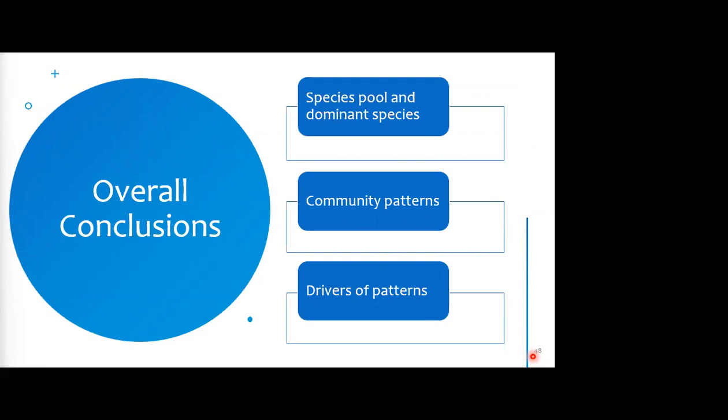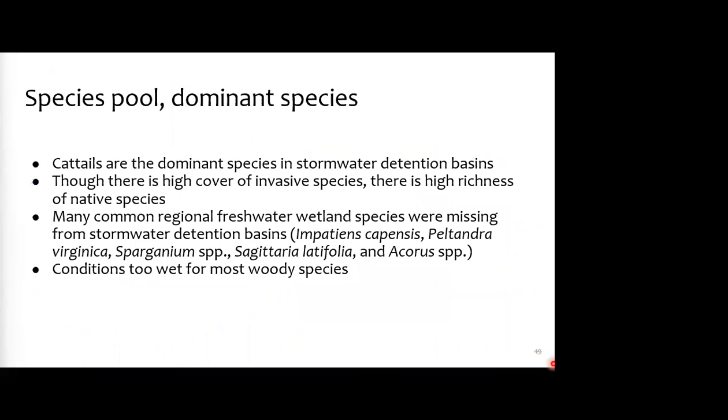So coming back to my initial goals, these were the things I started out wanting to answer. And then I added on a few goals as I learned more about the system. So one of the major takeaways from the study is that cattails are the dominant species in stormwater detention basins, and probably a lot of other young wetlands as well.